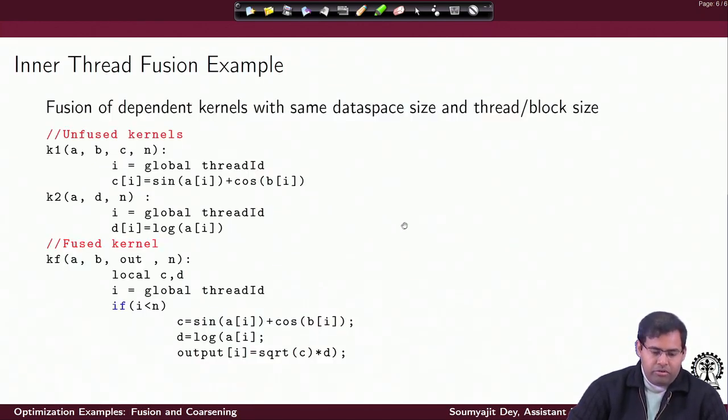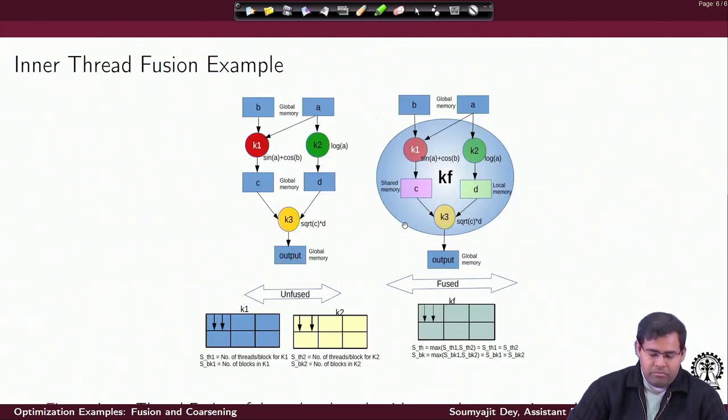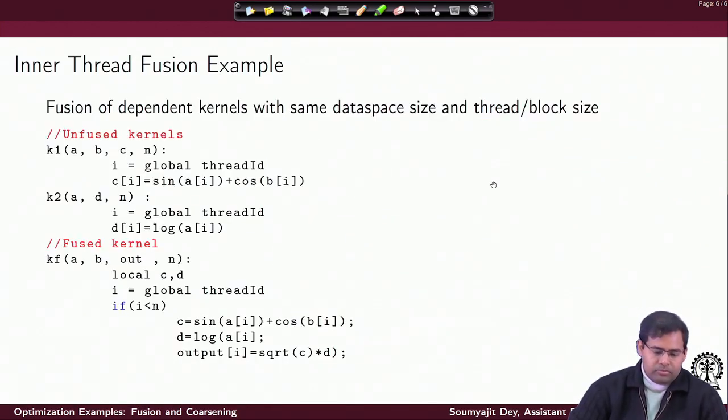The important thing here is that if I am considering K1 and K2, they are independent, right, but then K3 depends on K1 and K2. So, it is not that all the kernels are independent, they have some ordering as enforced by the DAG structure here, right. As long as we are fusing kernels with the same data space size and threads per block size, the code is very simple.